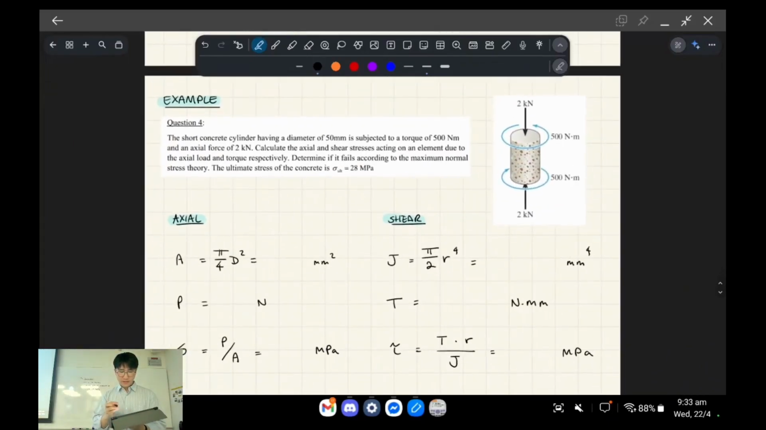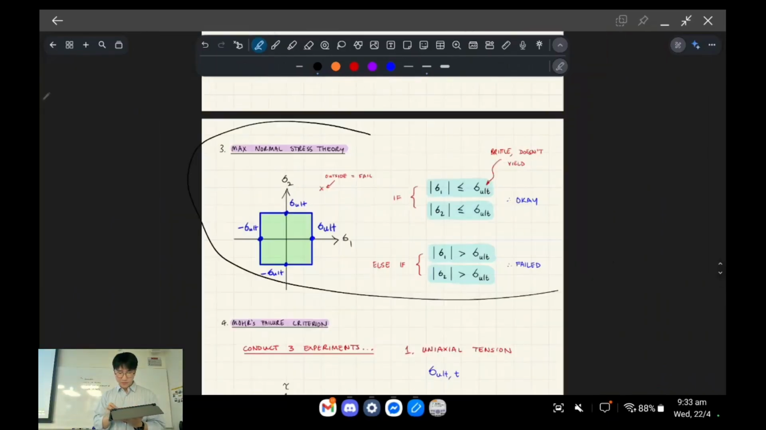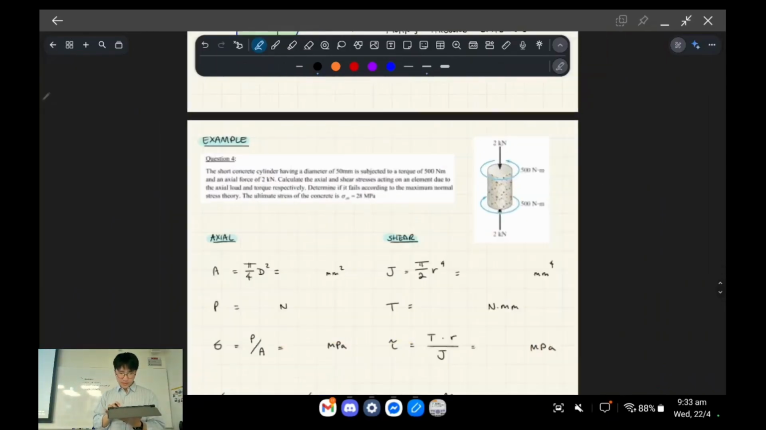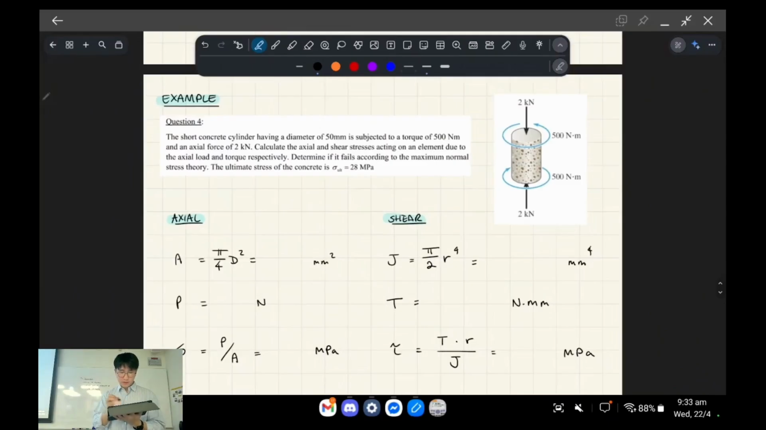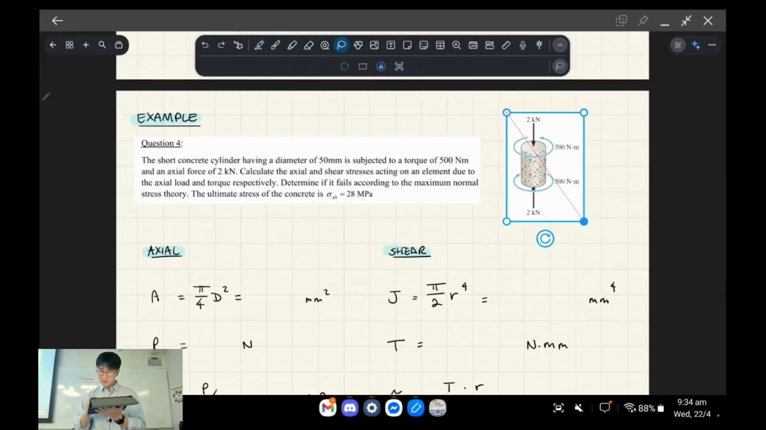Cool. Okay, so an example of that first theory, which I briefly mentioned, the max normal stress theory, looks like this, okay? So here we've got a block of concrete, like a cylinder of concrete, right? And it's got compression forces acting on it, so you've got 2 kilonewtons of compression, and then you've got 500 Newton meters of torsion on it, okay? So if I was to graph, let me make this a bit smaller.